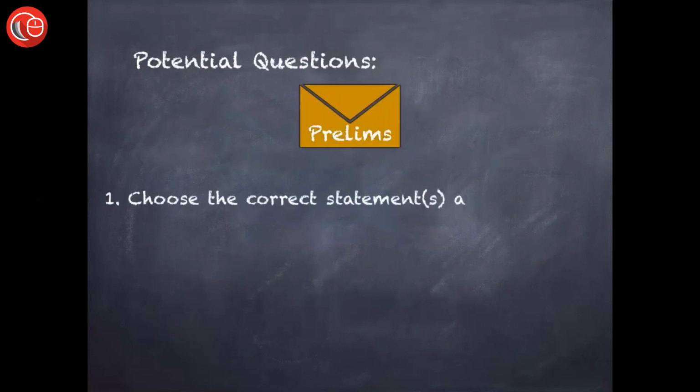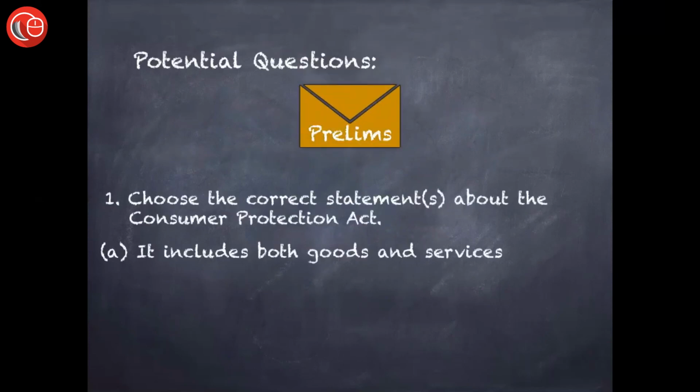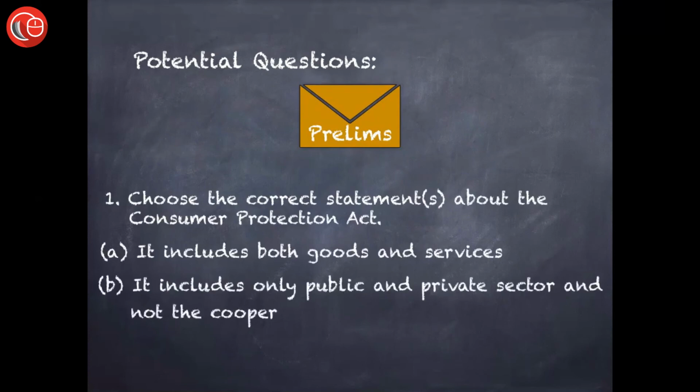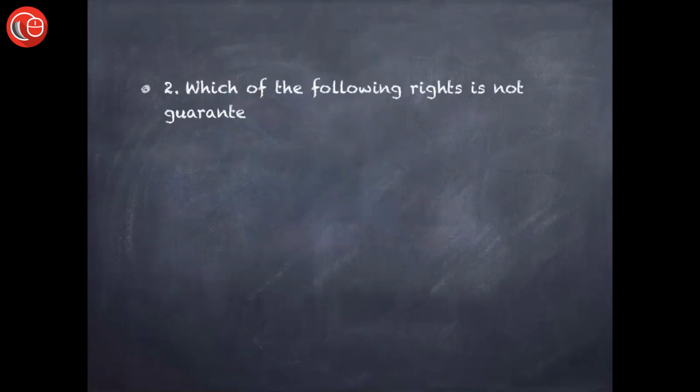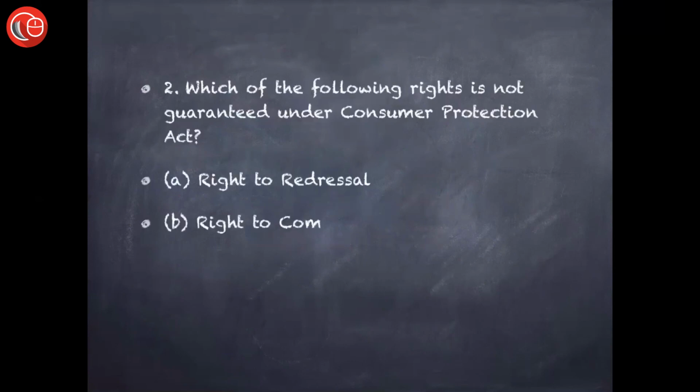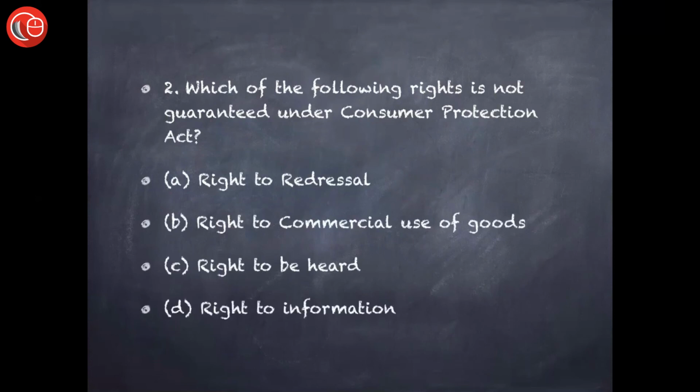Now, let's discuss some potential questions from the prelims point of view. First, choose the correct statement or statements about the Consumer Protection Act. First, it includes both goods and services. And second, it includes only public and private sector and not the cooperative sector. Second, which of the following rights is not guaranteed under the Consumer Protection Act? First, right to redressal. Second, right to commercial use of goods. Third, right to be heard. And fourth, right to information.